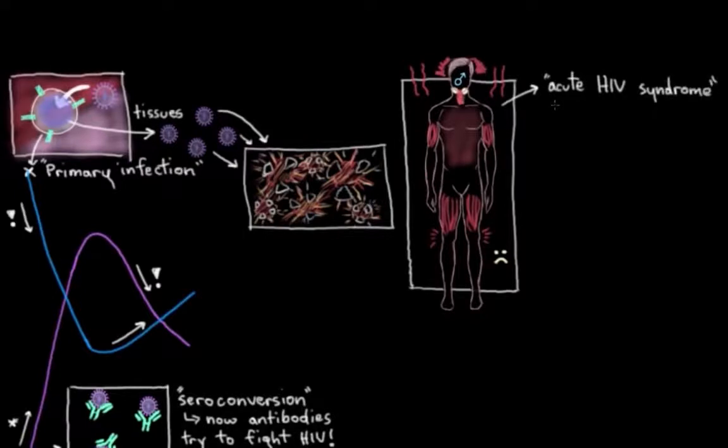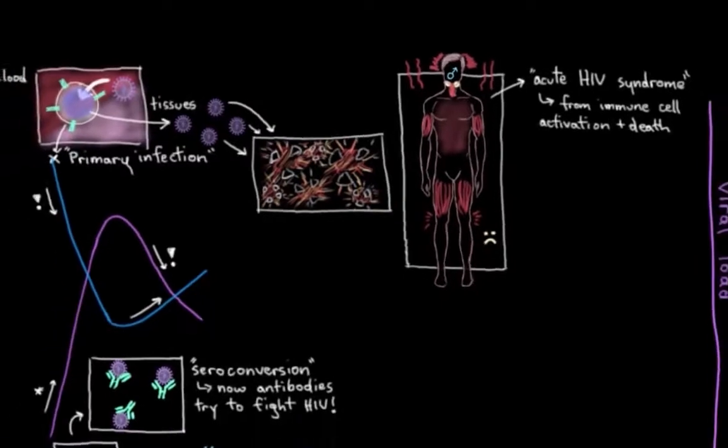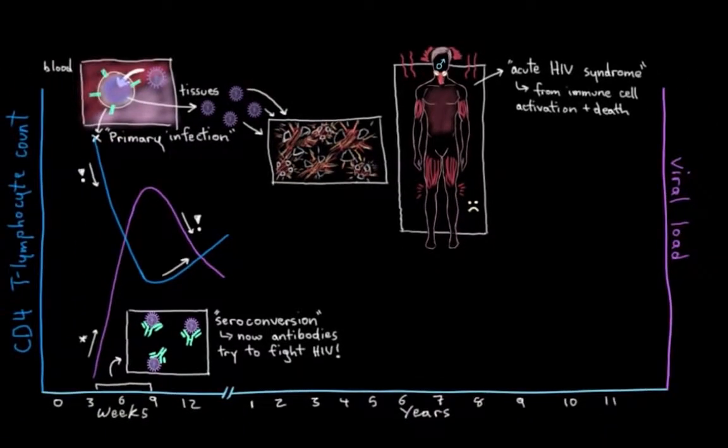And the reason for a lot of these symptoms is because, well, when immune system cells get really active, or when they die off, both of which are happening here, of course, they tend to release these little chemical signals that cause inflammation, sort of all throughout your body. And so this is what underlies a lot of these symptoms here.